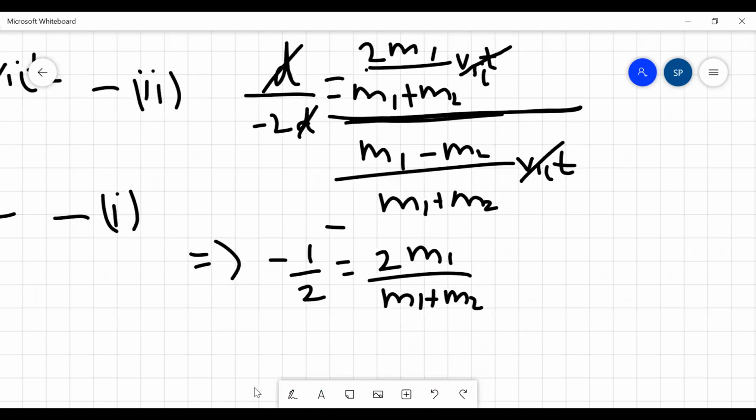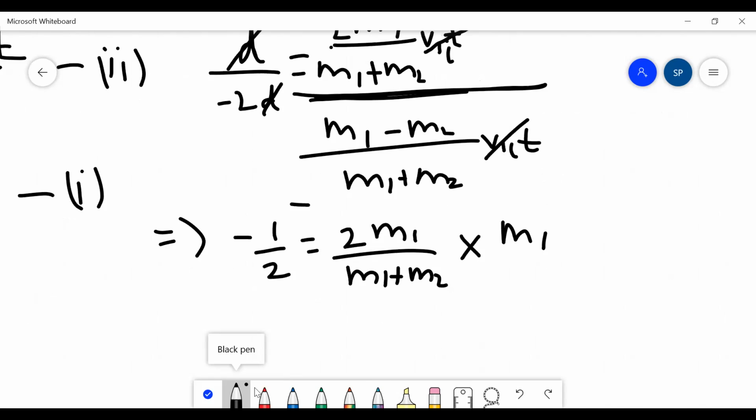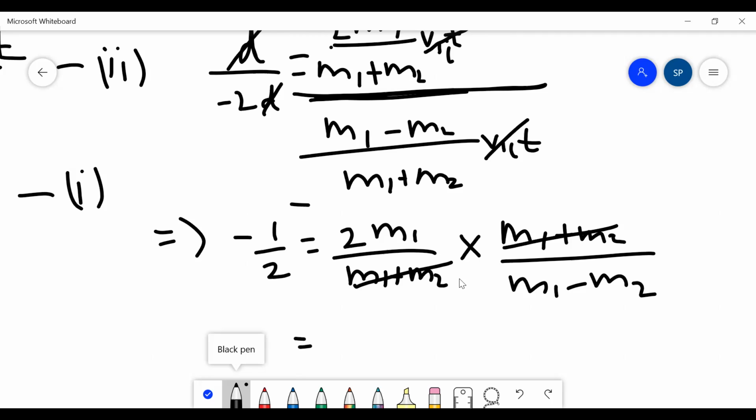When you simplify a complex fraction, you take the reciprocal, so it gets multiplied by m1 plus m2 over m1 minus m2. Okay, correct. So we cancel this and this. So it'll be minus half equals 2m1 by m1 minus m2.